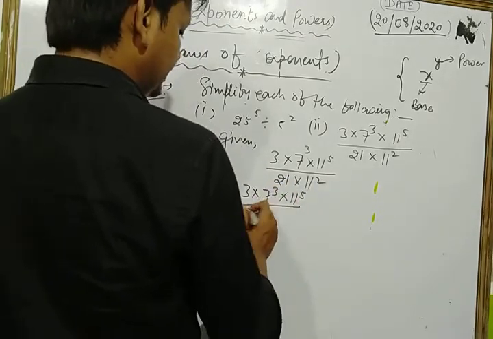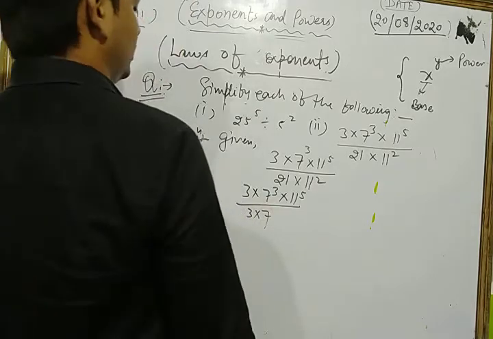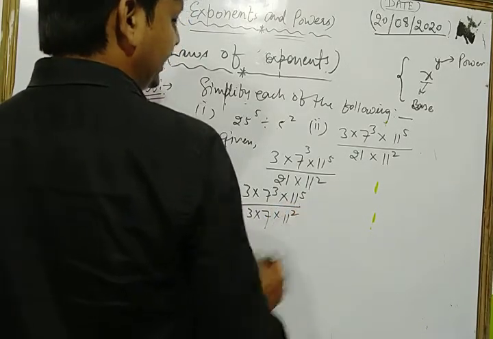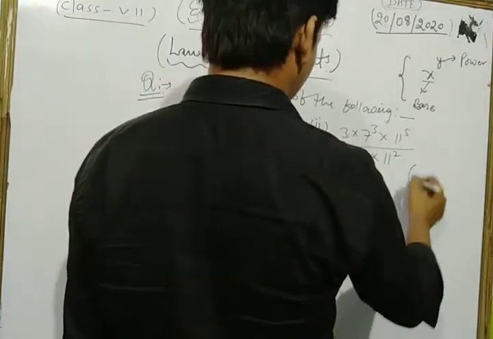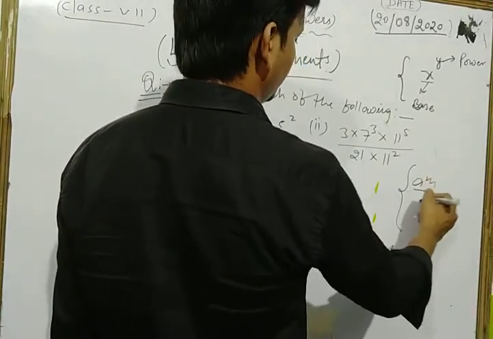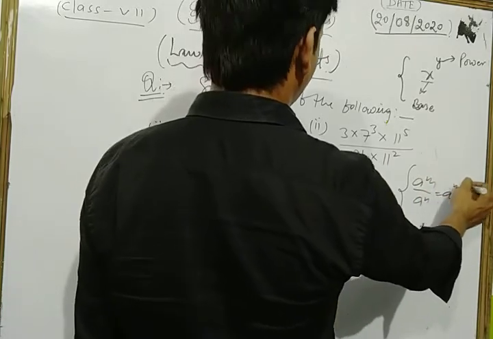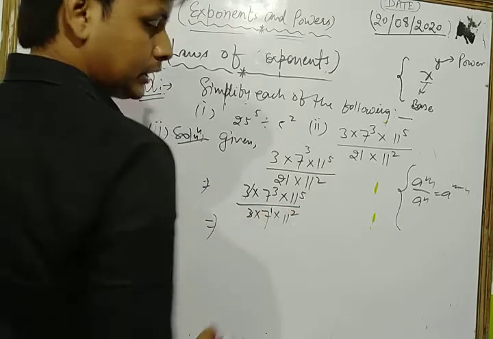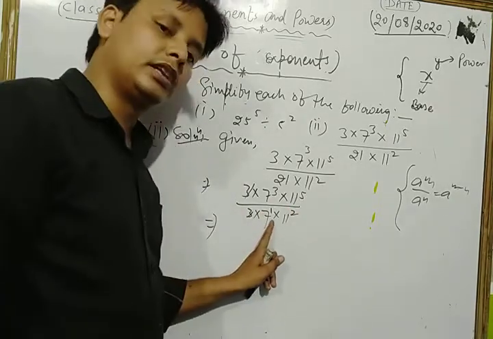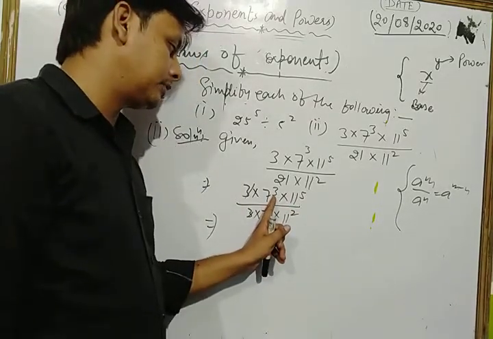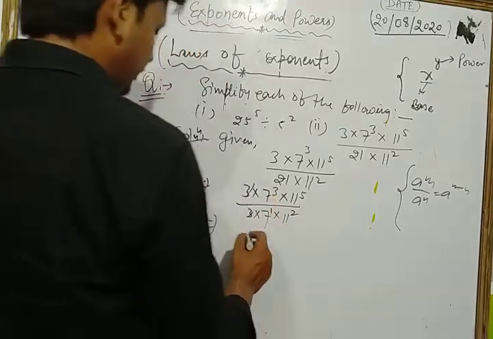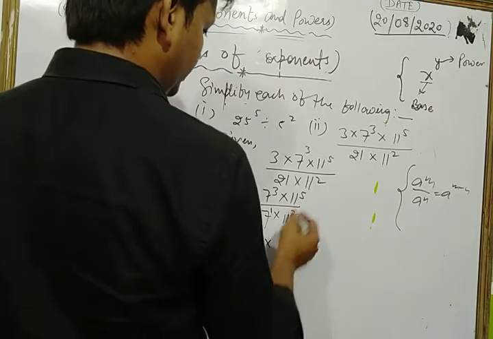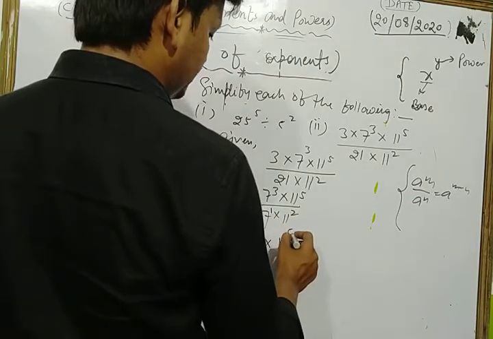21 we write as 3 into 7. Now we write 11 to the power 2 as it is. Now let's see, dear students, we have the formula a to the power m upon a to the power n is equal to a to the power m minus n. Here 3 cancels with 3. The power of 7 in the numerator is 3 and in the denominator is 1, so we write 7 to the power 3 minus 1 into 11 to the power 5 minus 2.